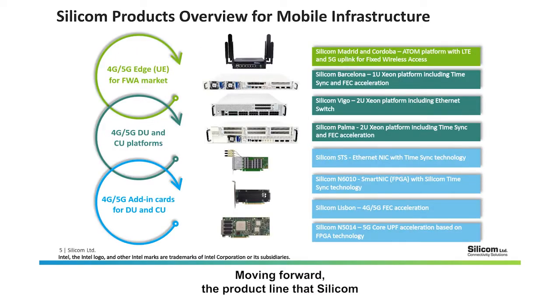Moving forward, the product line that Silicom have, including two main product lines. On the top, we can see we have appliances. Appliances are ranging from Atom product line for the edge, including fixed wireless access capabilities. We support both LTE and 5G uplink. We have 1U and 2U appliances.